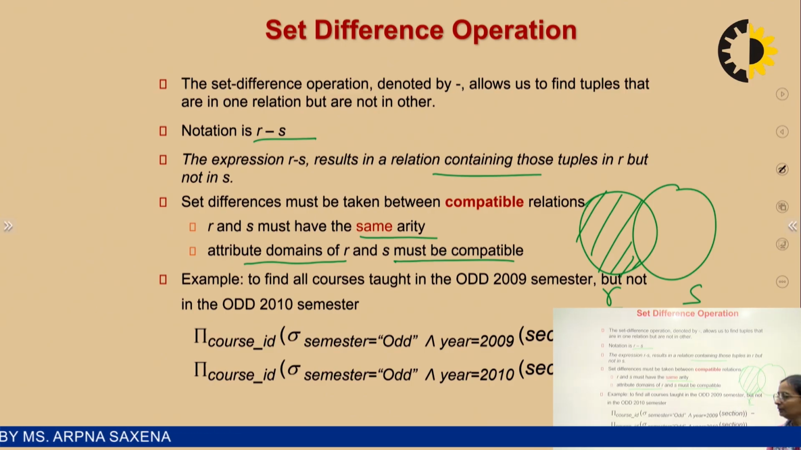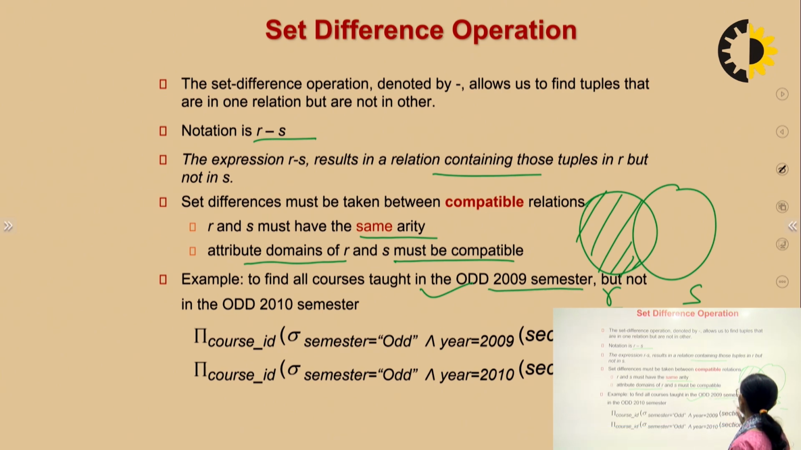For example, to find all the courses which are taught in this semester but not in this semester. So here, the first relation, first I will select all those entries which are being taught in odd, and the year is 2009. So the semester is odd and the year is 2009, relation is section. Then I will select all those entries which are taught in odd but in the year 2010.